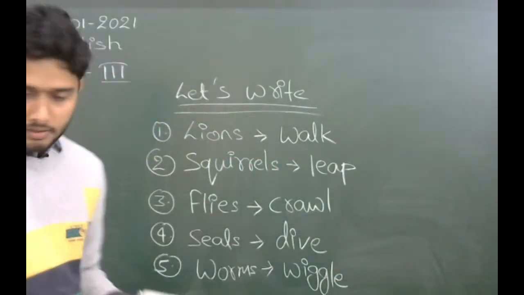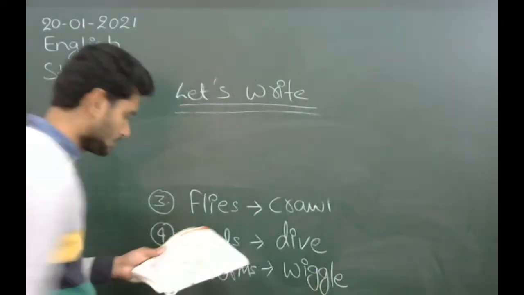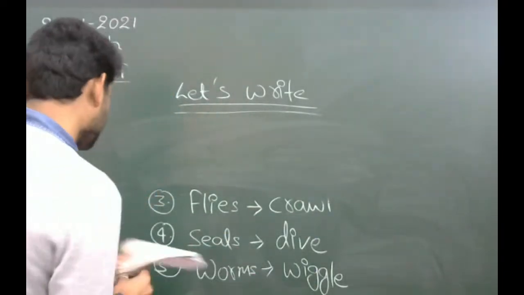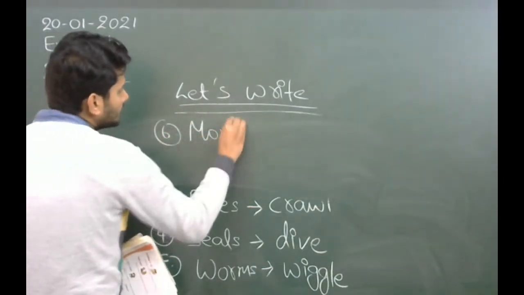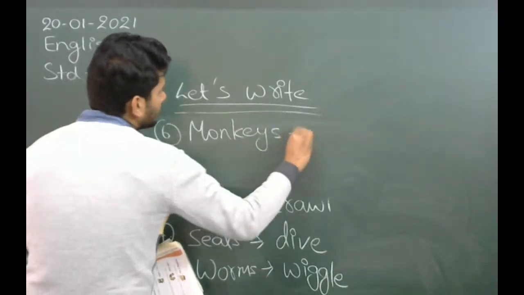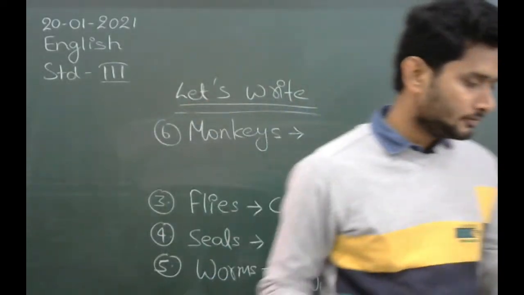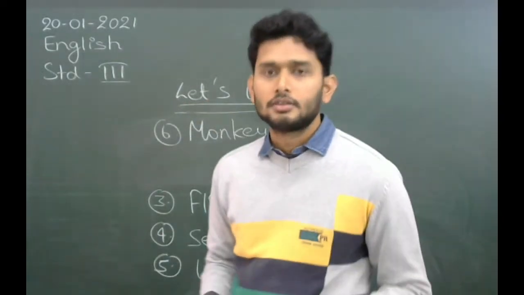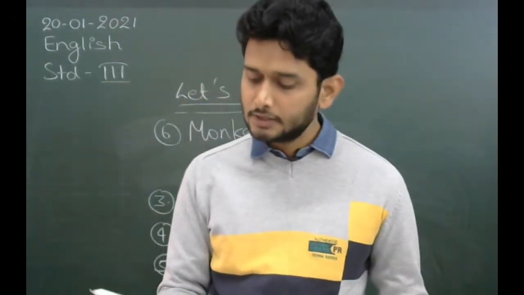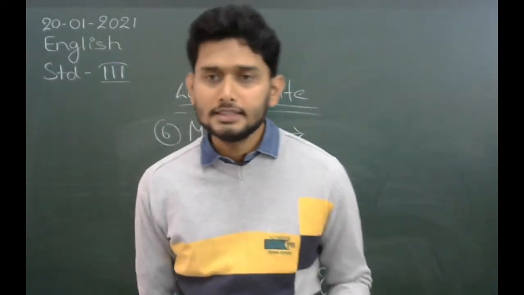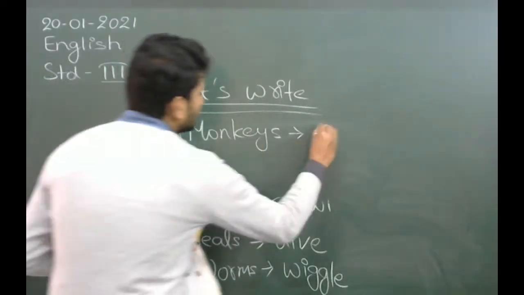Now we have two more animals. Sixth number is monkeys. So tell me the movement of monkeys. It is given in your book. The monkey swings by his tail. So it is swinging. Okay.